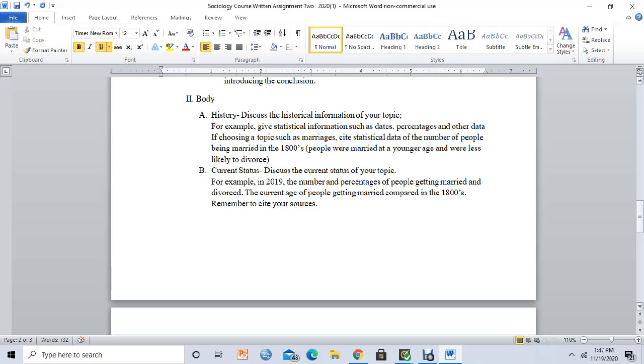What I mean by citing your sources, of course, you're going to talk about the reference page in a little bit. Some people call it the works cited page. On the reference or works cited page, you're going to have a list of all the sources that you use: journals, books, newspaper articles, whatever you may have found, and then you're going to put that on the reference and works cited page, which is the last page. And I'm going to talk about that in a minute. But make sure for the history of your topic and the current status of your topic, you cite your sources.